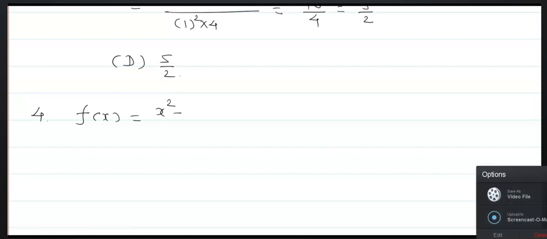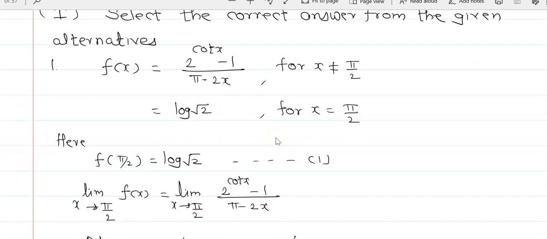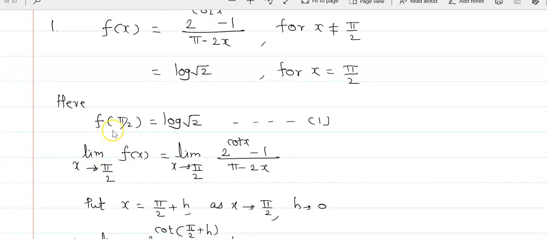Now, we'll see all the examples. That is f of x is equal to 2 raised to cot x minus 1 upon pi minus 2x, and f of pi by 2 is equal to log of root 2. Here we have the value of f of pi by 2 is equal to log of root 2. Limit x tends to pi by 2 of f of x is equal to limit x tends to pi by 2 of 2 raised to cot x minus 1 upon pi minus 2x.